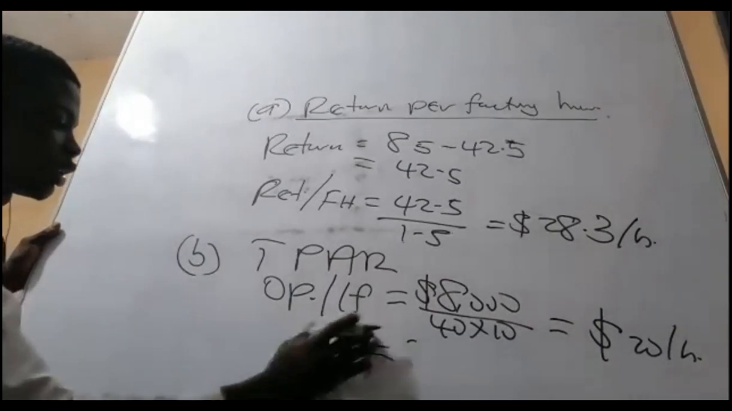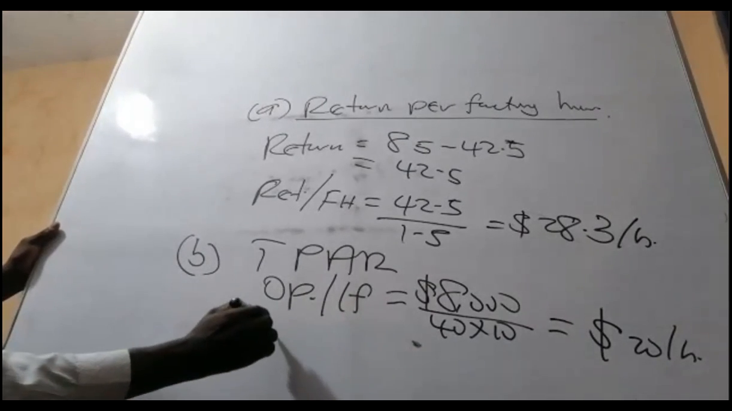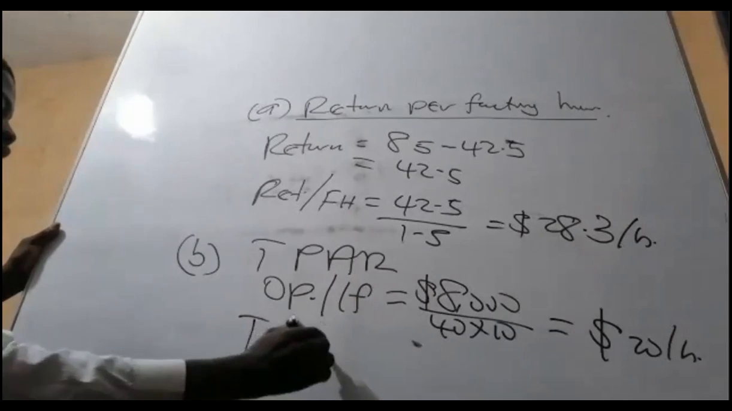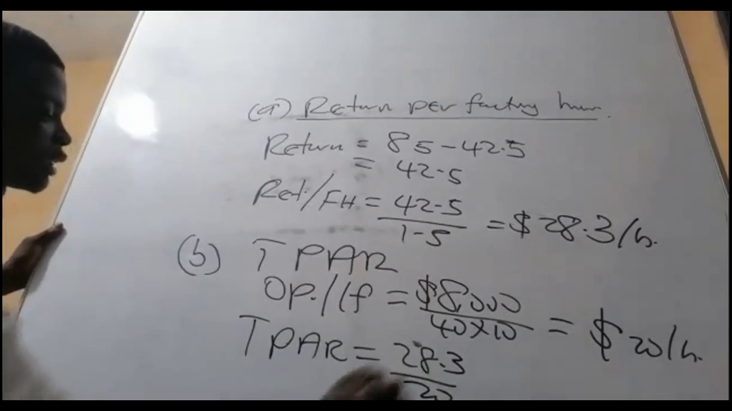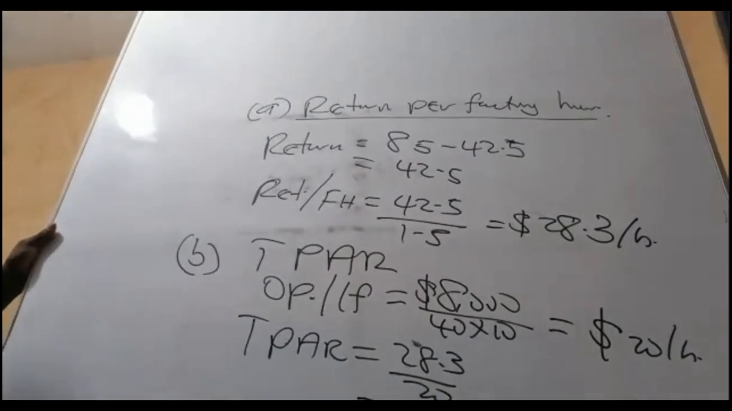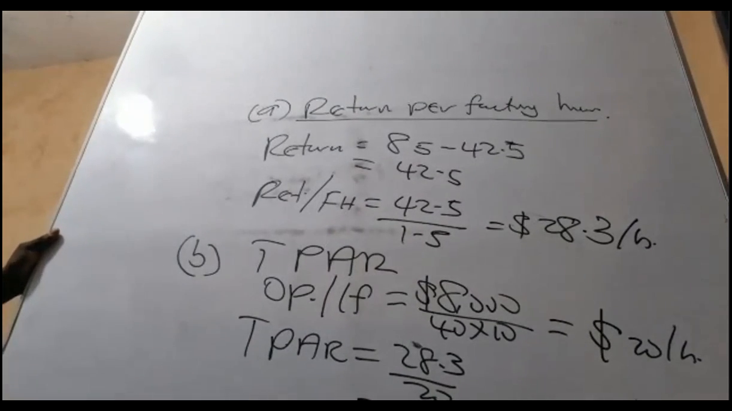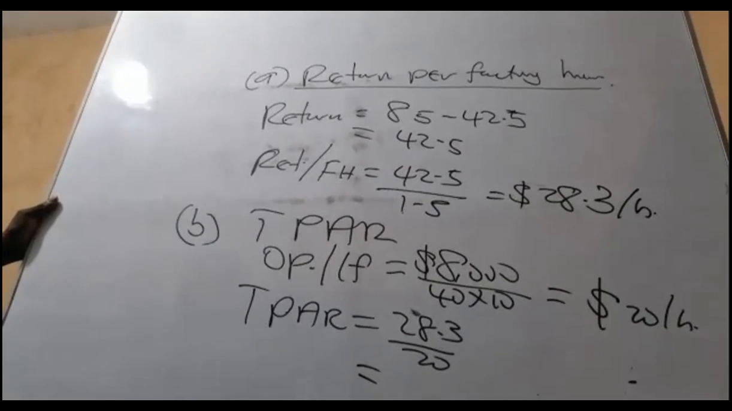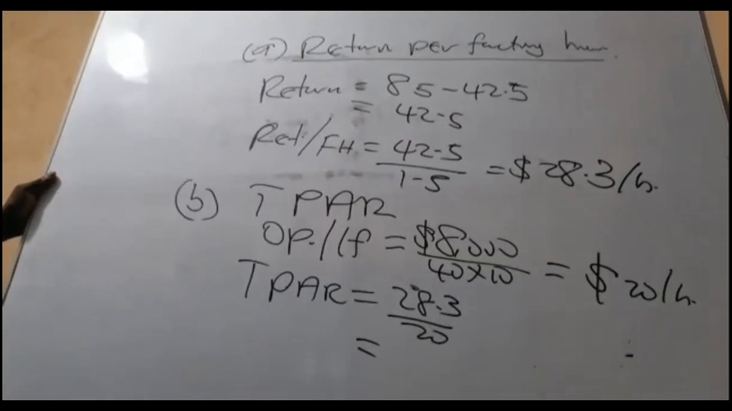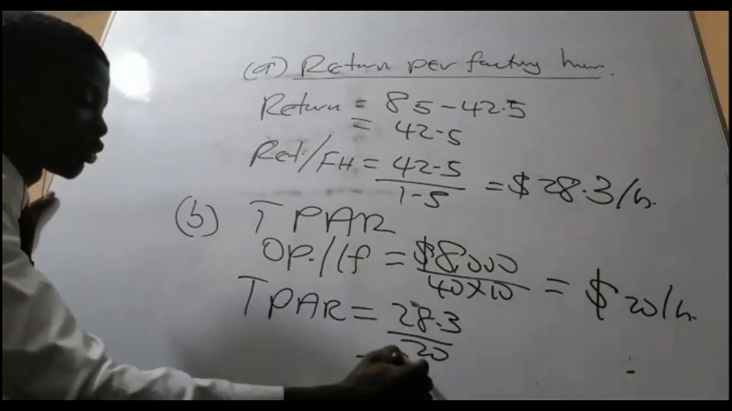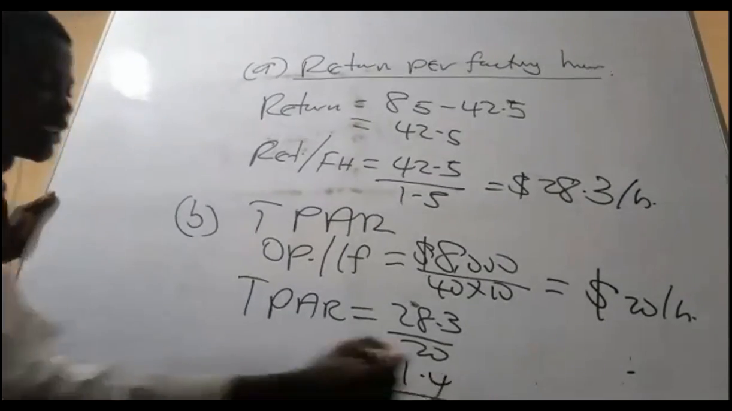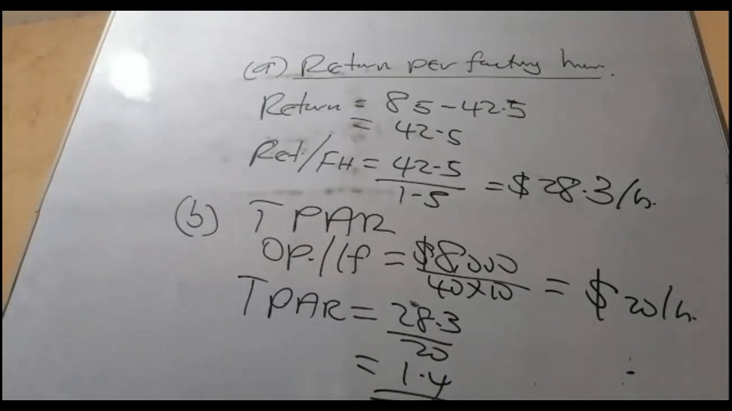So therefore, the throughput accounting ratio is equal to the 28.3 divided by 20. And that will give us 1.4, and then we are done. So there's the throughput accounting ratio.